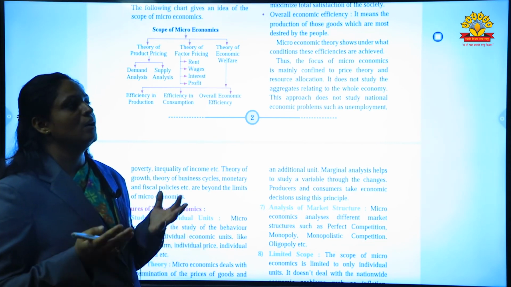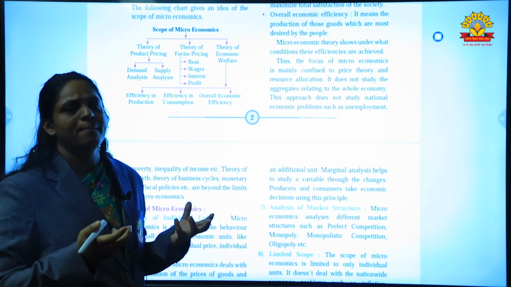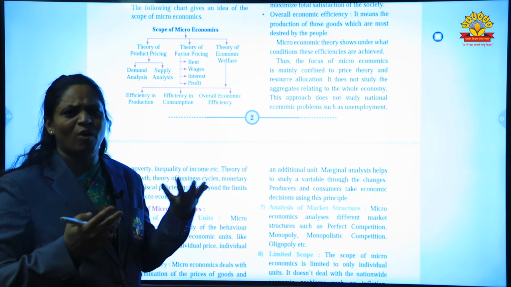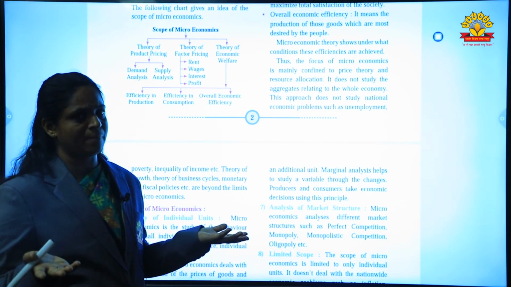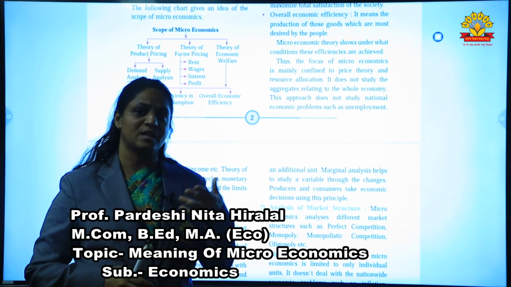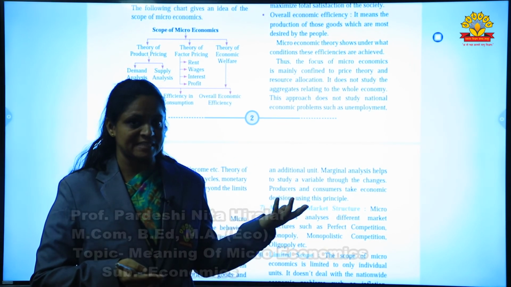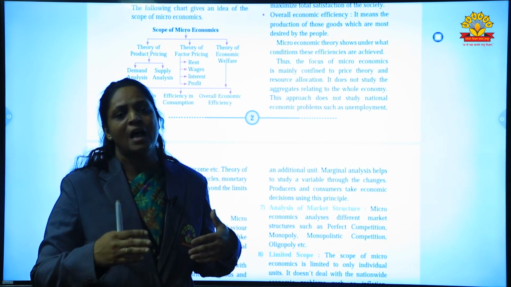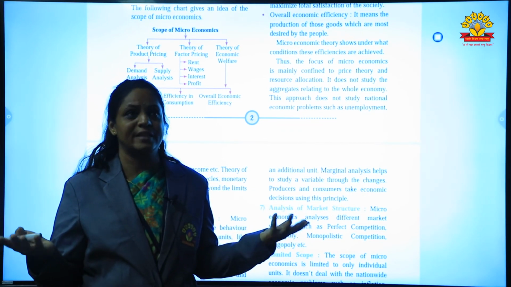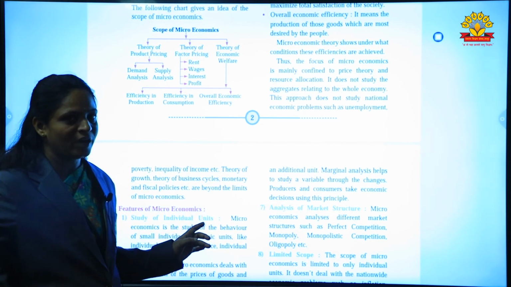Monetary policy means the policy framed by the RBI. How much money supply is in the market, whether there is less supply or more supply, is not studied in microeconomics. Fiscal policy is the government's revenue and expenditure: how we collect revenue through taxes, direct taxes and indirect taxes, how much revenue we collect and how much we spend. Fiscal policy is related with government policy, and that is not studied or analyzed in microeconomics. It is part of macroeconomics.